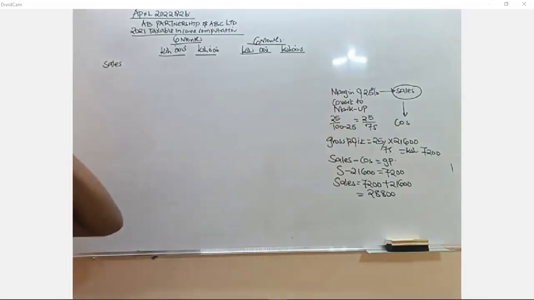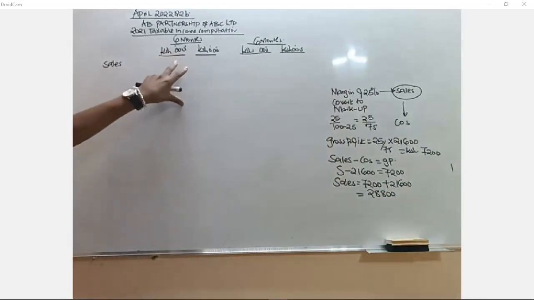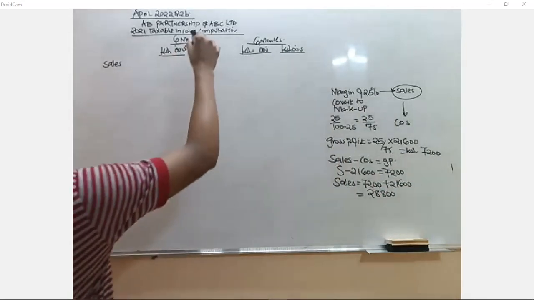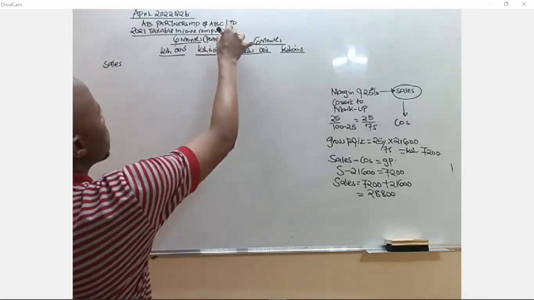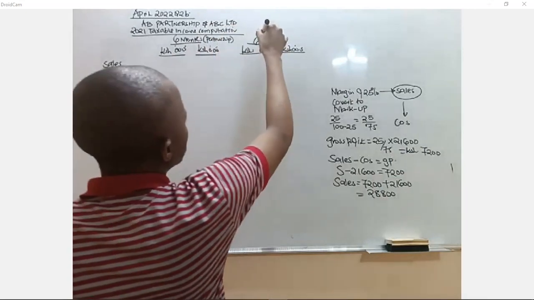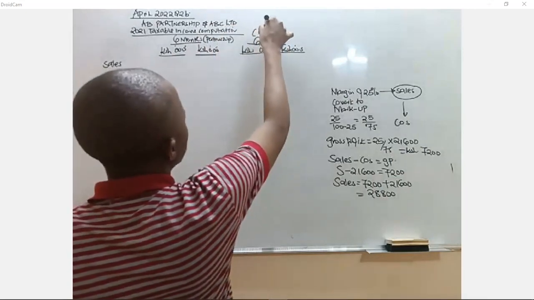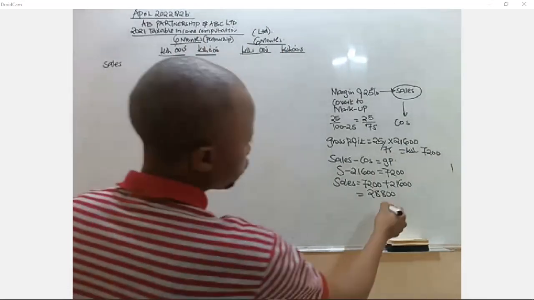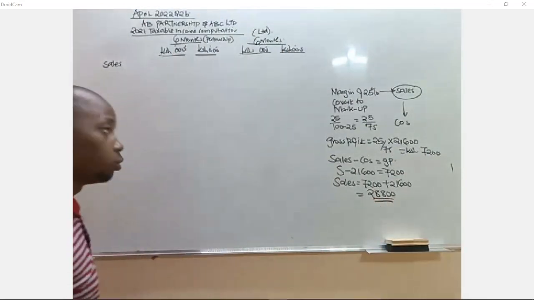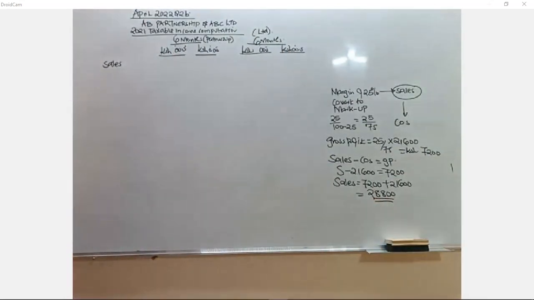28,800. Now, when I come to my question here, I know the first 6 months this was a partnership, and for the other 6 months this was a limited liability company. So I have to be carrying out my analysis concurrently. That is what I'm going to be doing. Remember, I know my sales are 28,800. So what am I supposed to be doing here?